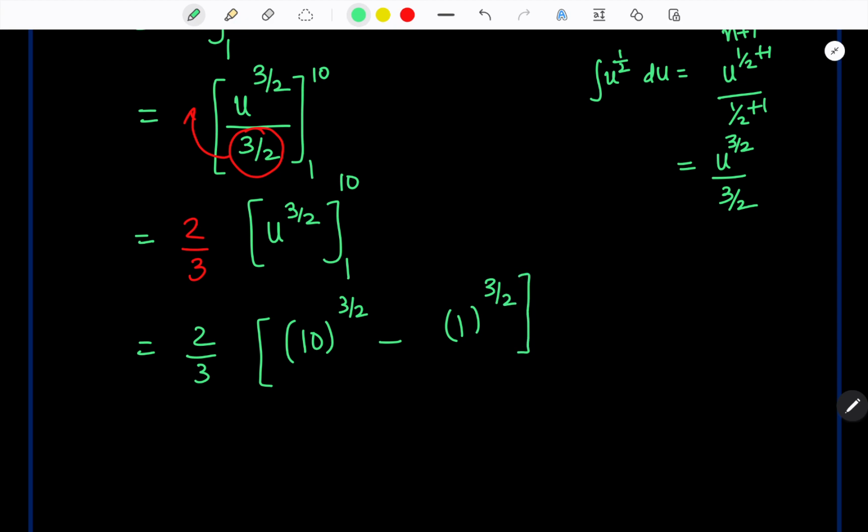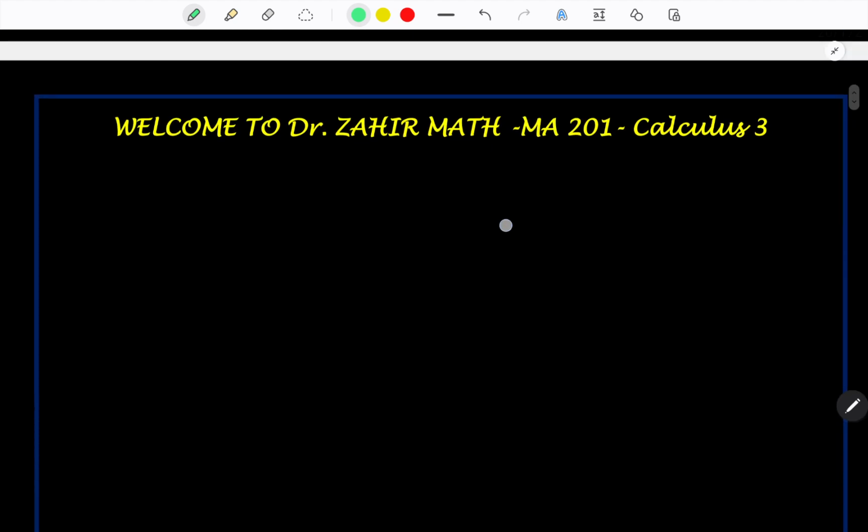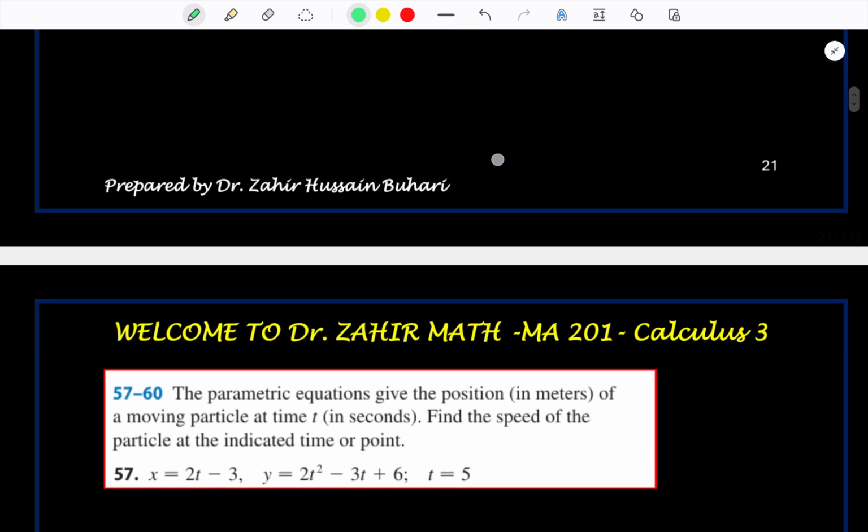When I put all these in the calculator, that is upper limit minus lower limit, all together: 2 over 3, then bracket open, 10 to the power of 3 by 2 minus 1 to the power of 3 by 2, which is 1, and then press equal. You will get 20 point something, so I'll write it as 20.4. This is your arc length. Is it clear? Let's go to the next question.